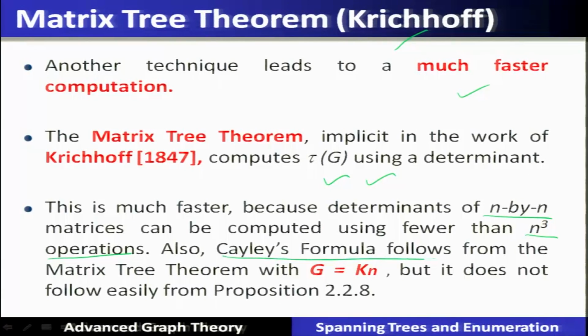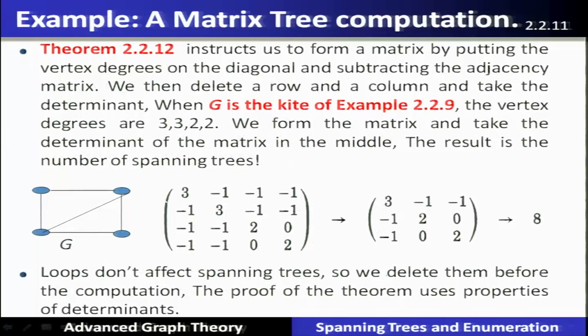Also, Cayley's formula follows from the matrix tree theorem when G is equal to Kn, but it does not follow easily from the proposition that we have seen earlier.